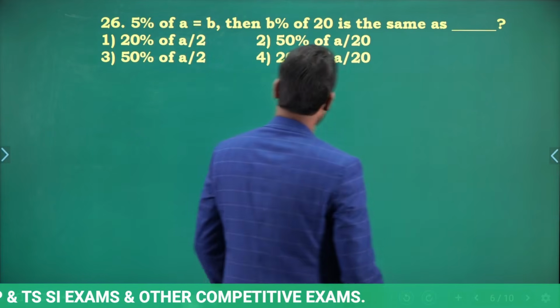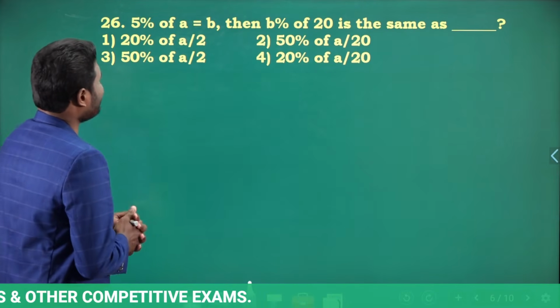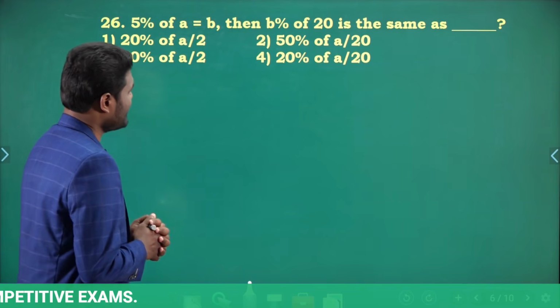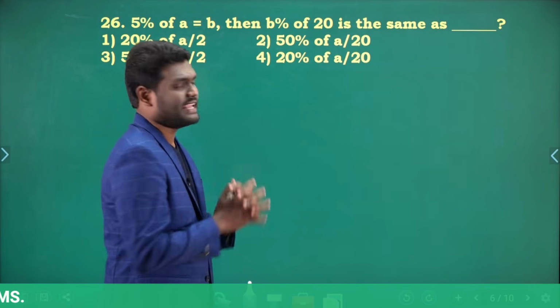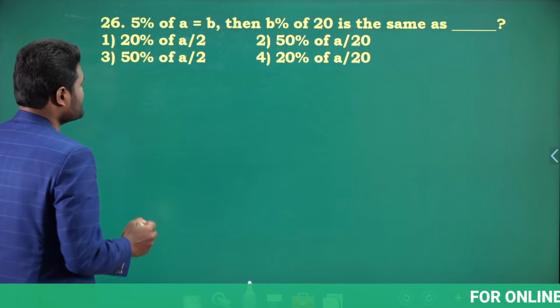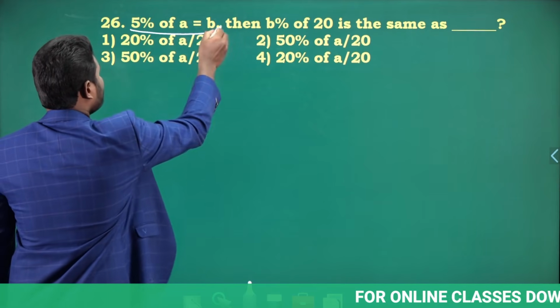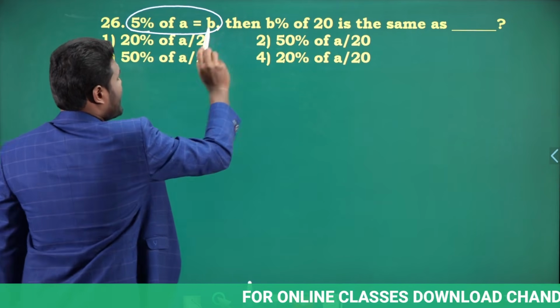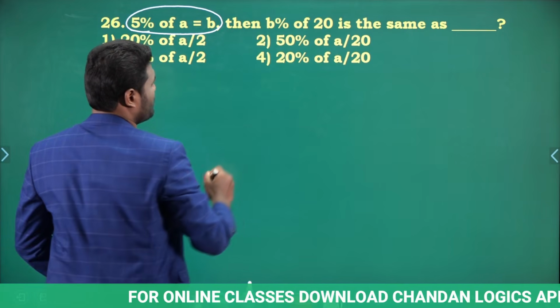Let us look at the next one. 5% of A equal to B. Then B percent of 20 is same as. Now even this is a very simple question. Look here, 5% of A is going to be B. Now your question is B percent of 20.